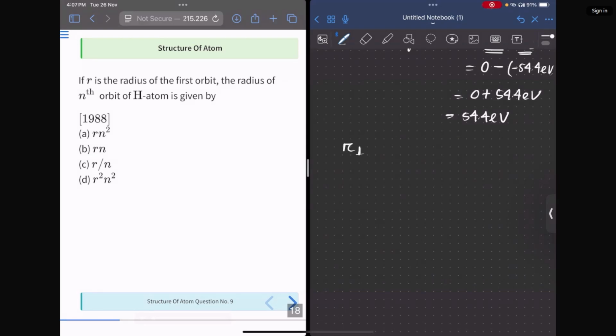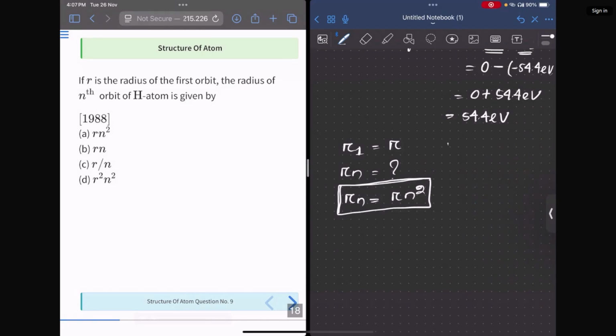First orbit radius is given as r. We have to find the radius for the nth orbit. What is the formula? The formula will be r n square. Remember this formula for the radius of the nth orbit, because it is a very fundamental formula.